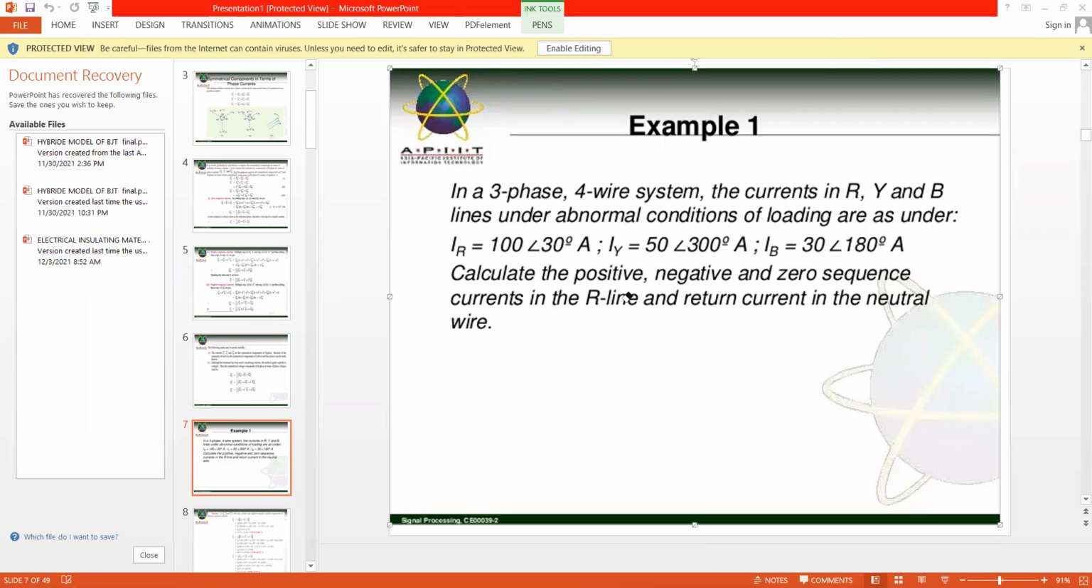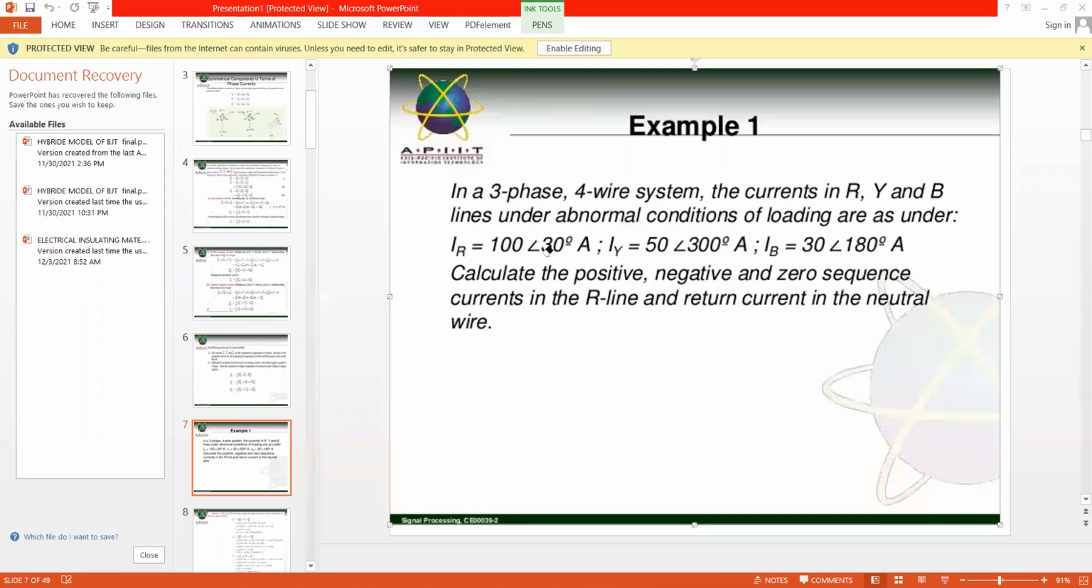Calculate the positive sequence, negative sequence and zero sequence current in the R line, and the return current in the neutral wire. Are you getting this numerical?